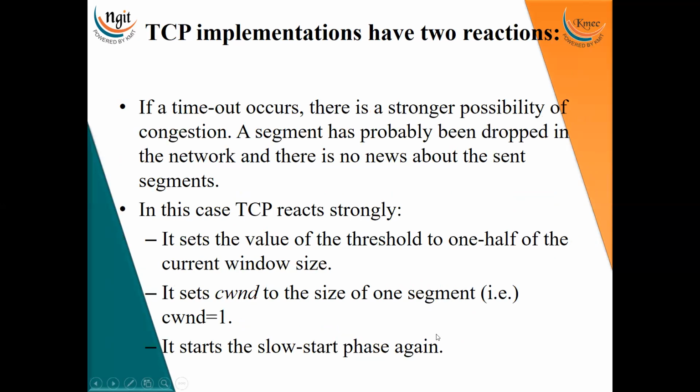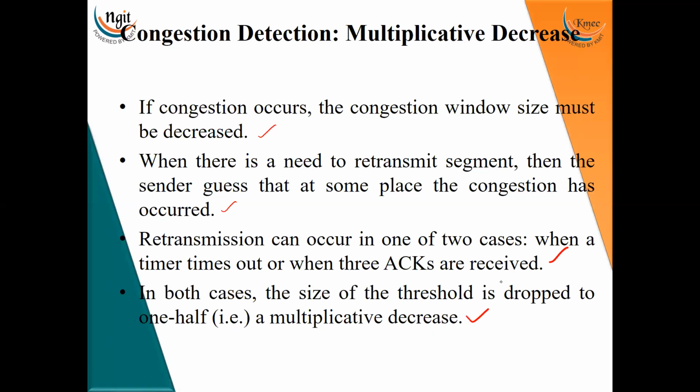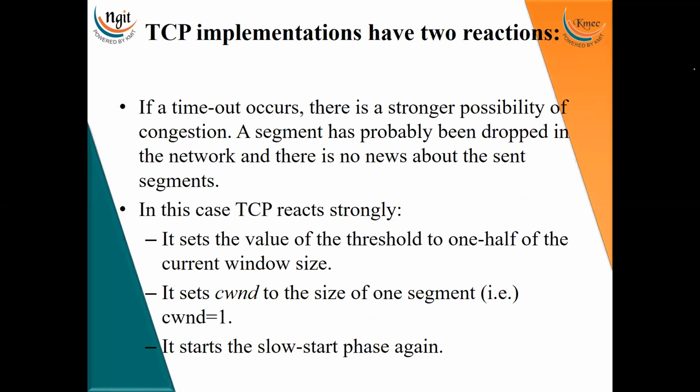Here TCP implements two reactions. One is if a timeout occurs, there is a stronger possibility of congestion. A segment has probably been dropped in the network and there is no news about the segments. In this case, TCP reacts strongly. It sets the value of the threshold to one half of the current window size, and sets the current window size to 1 segment. That means we are detecting congestion. Now it starts with the slow start phase.